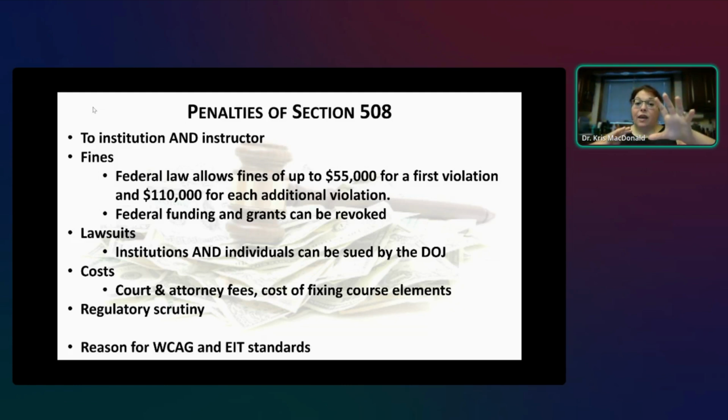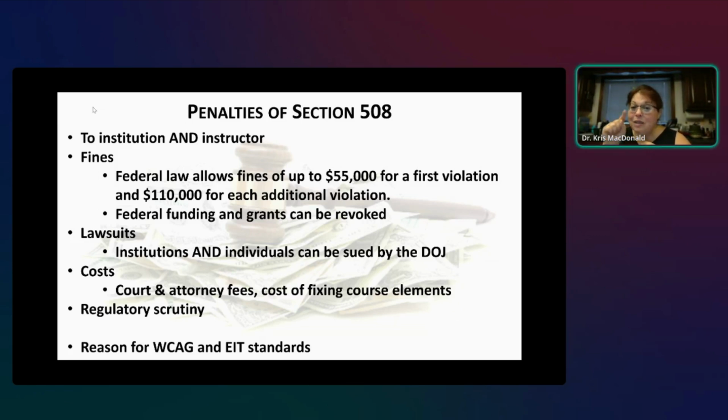Now this can be K through 12. It can also be higher education. So if you go to a school district's website, it has to be accessible. If you've ever tried to access a website on your phone and there's a spot where it says, do you need mobile friendly? That's part of Section 508.